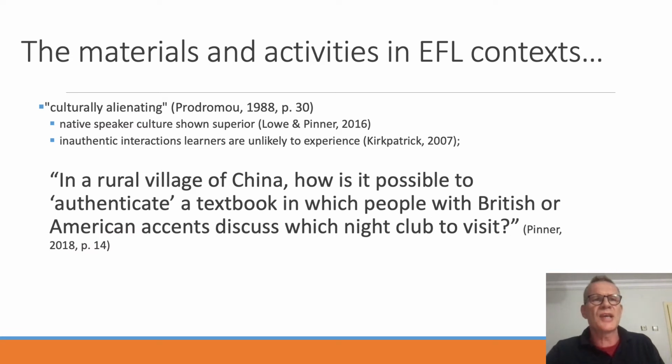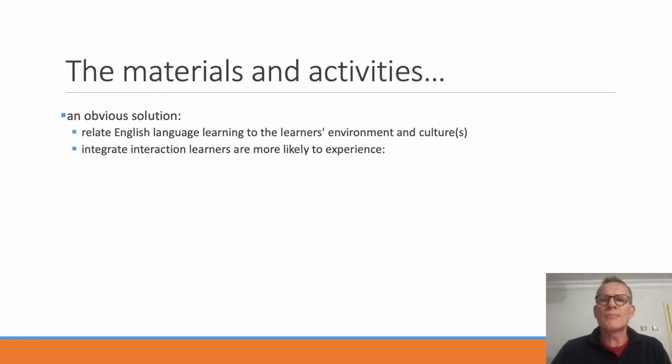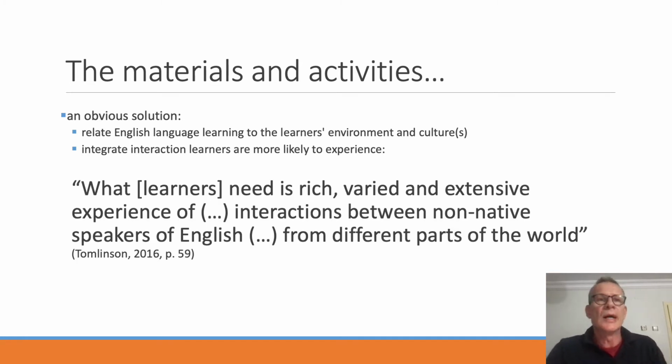As Pinner says, in a rural village of China, how is it possible to authenticate a textbook in which people with British or American accents discuss which nightclub to visit? Well, is there a remedy? Yes, there is. An obvious solution is, of course, to relate English learning materials to the learner's environment and cultures, and to integrate interactions learners are more likely to experience.